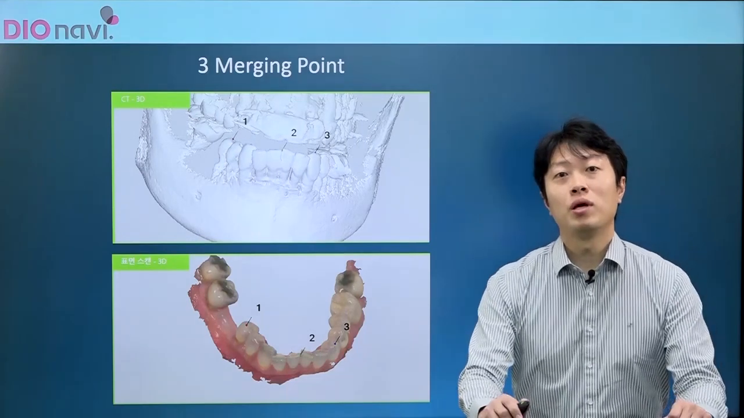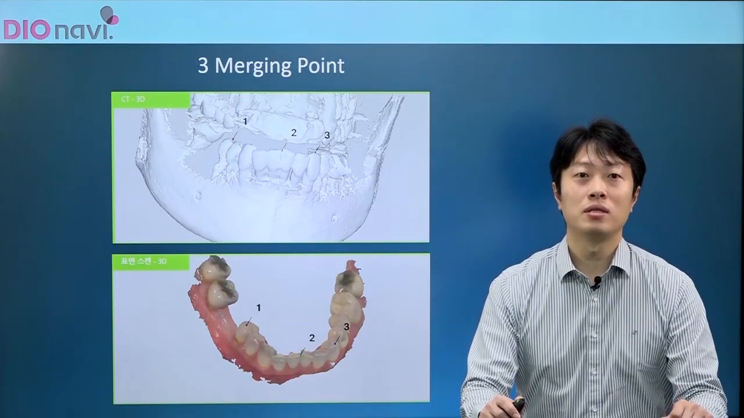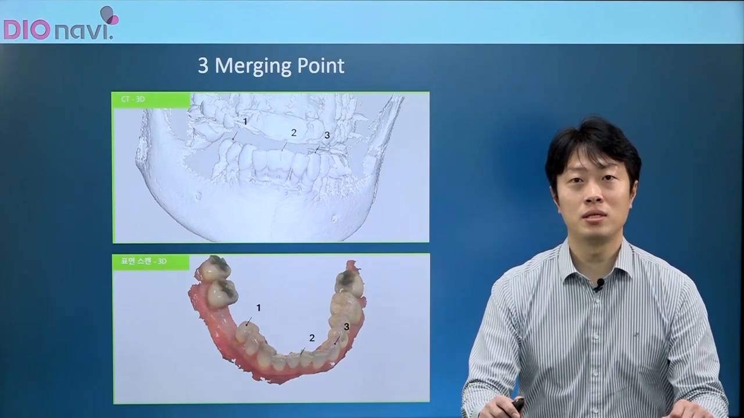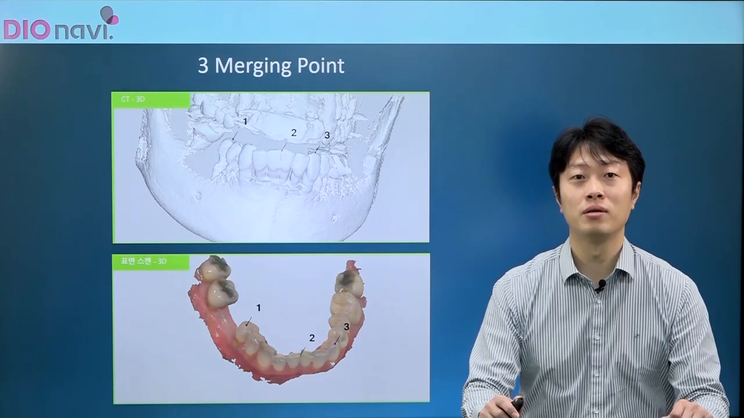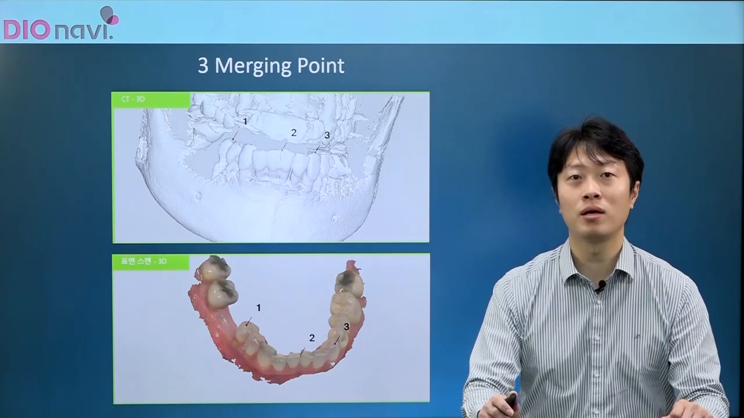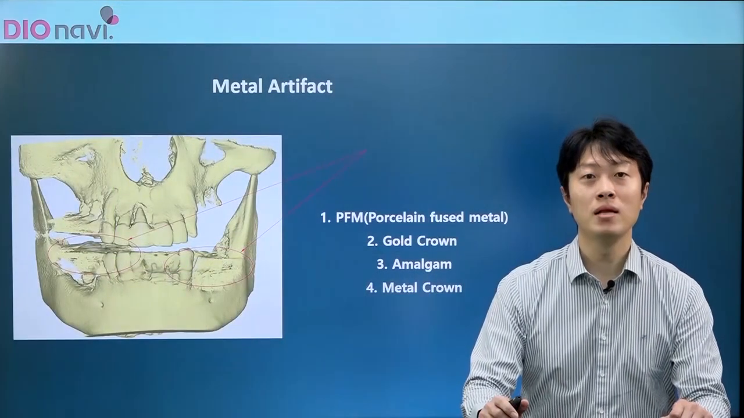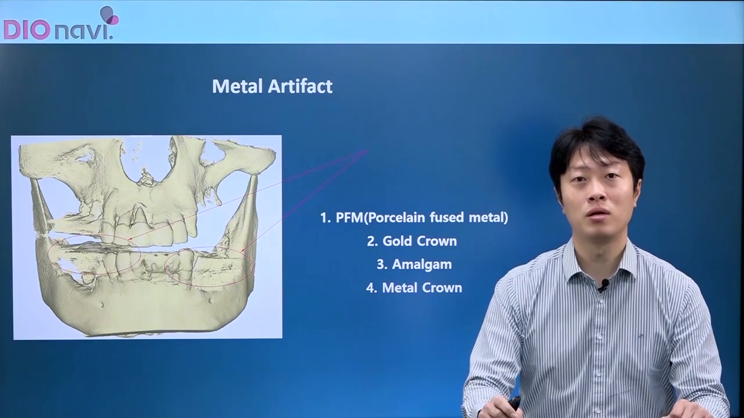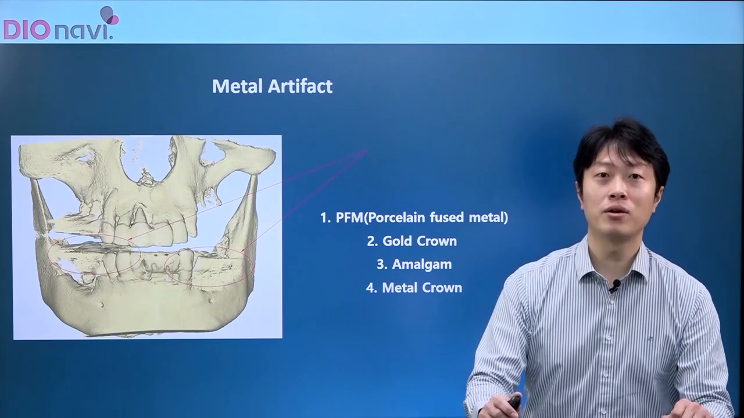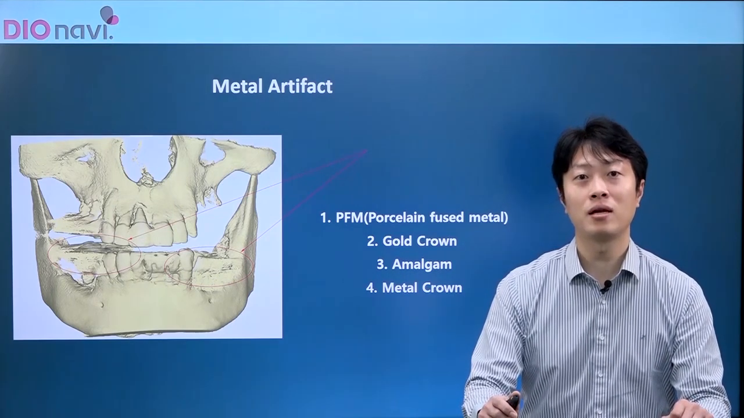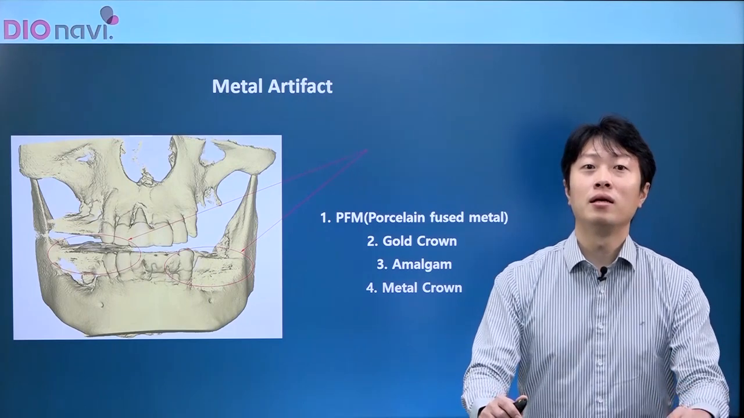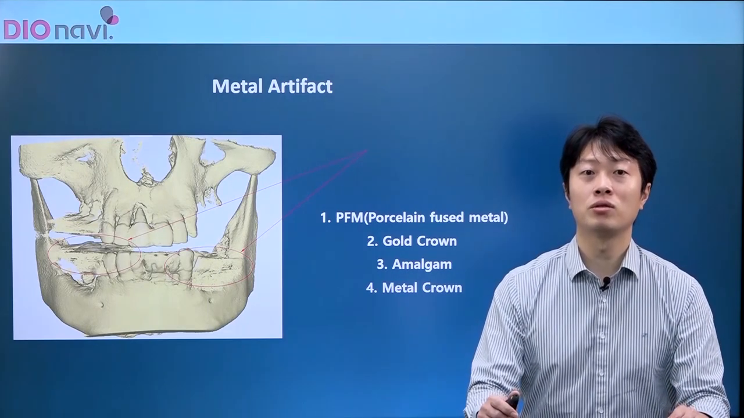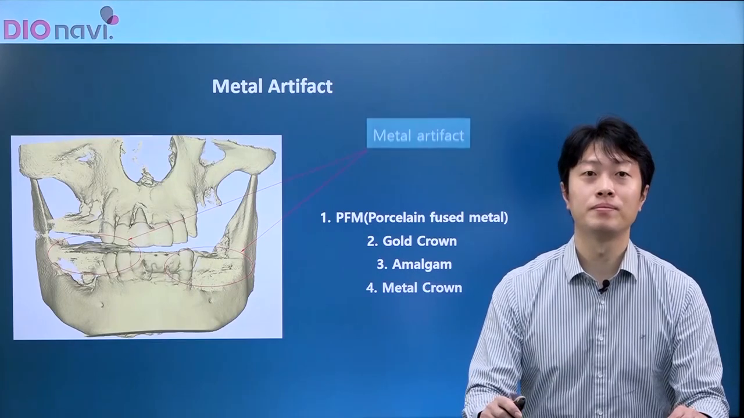I mentioned earlier that to make a guide using DIOnavi, we need to go through the merging process of the CT data and intraoral scan data. To ensure an accurate merging process, the data of the teeth, in particular, should be accurate. However, if there is metal prosthesis in the mouth, such as PFM, gold crown, amalgam, or metal crown, the CT scan will show blurred images called metal artifacts, and the blurred image around the teeth makes it difficult to ensure accurate merging.